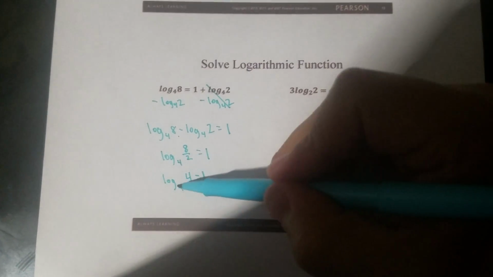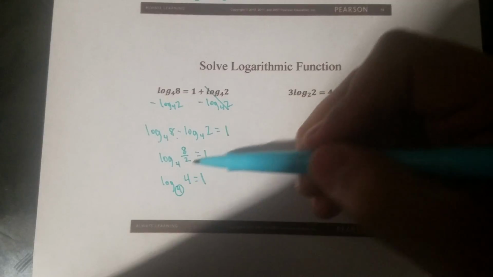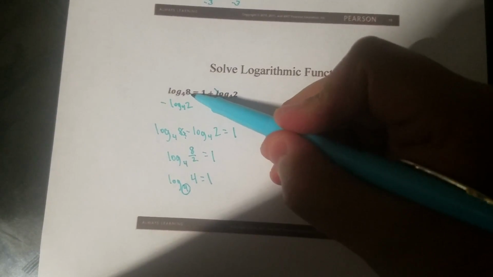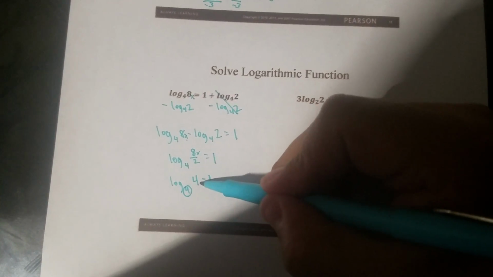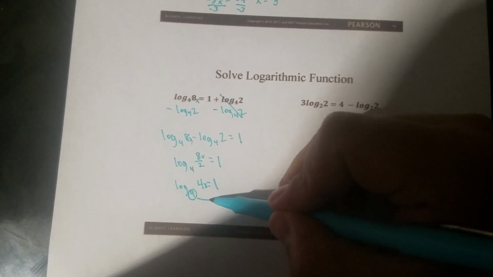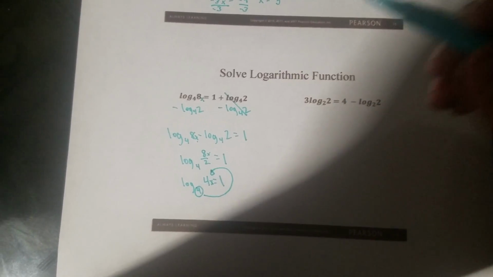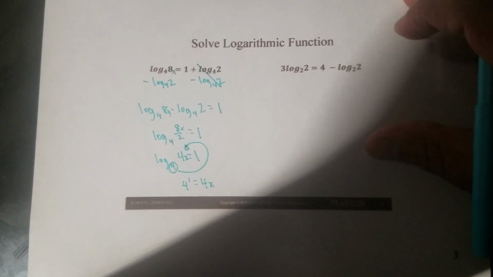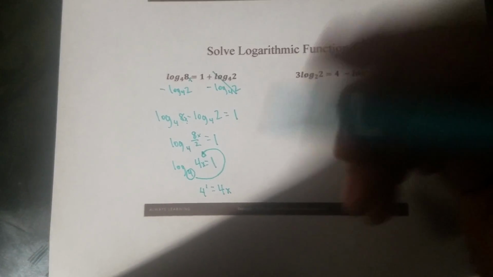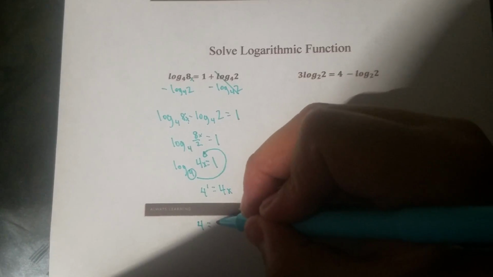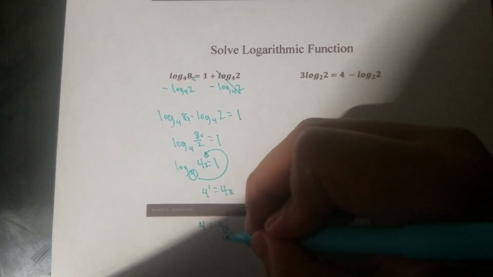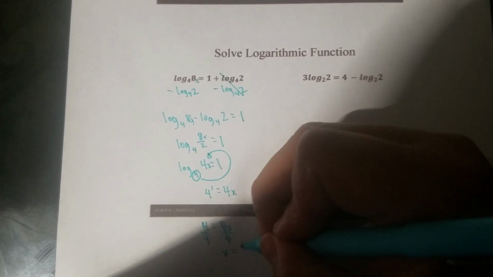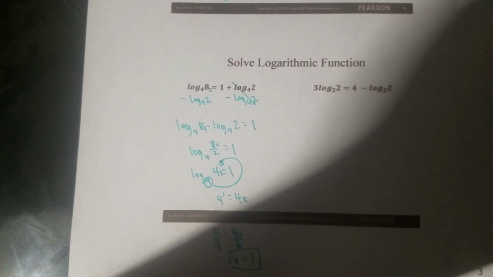And here, I don't have an x to solve for, but I think this should have had an x, actually, because I'm solving for it. So this is 4x. So now I can solve. So this is 4 to the power of 1 equals 4x. So 4 to the power 1 is just 4. And now I can divide by 4. Divide by 4. x is equal to 1.